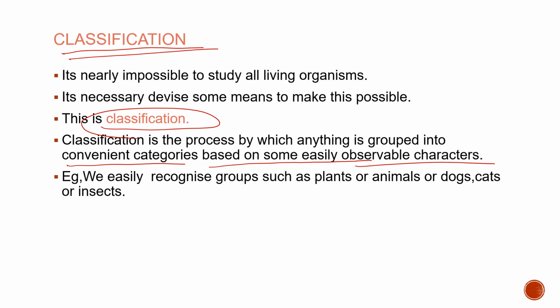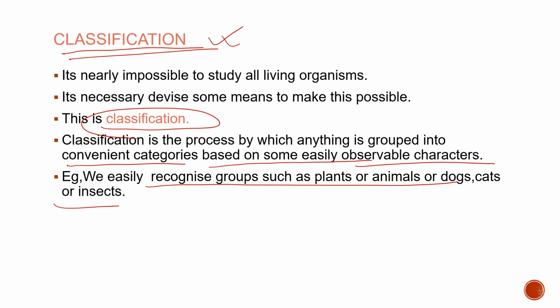For example, we can recognize plants or animals like dogs, cats and insects with certain easily recognizable characters. Obviously, each of us can see dogs, we can see cats, but if we think of Alsatians, we know that we are talking about a specific type of dog. Hence all these dogs, cats, mammals, rice, plants, animals are convenient categories into which we have put them depending on the observable characters.